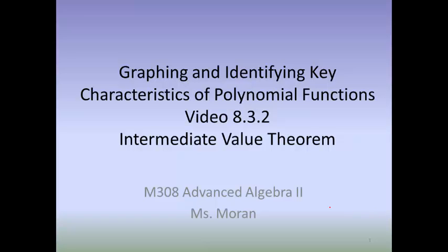Hey everybody, we're going to continue talking about our second standard, which is on graphing and identifying key characteristics of polynomial functions. Today we'll look at the intermediate value theorem, which is new for us, but it connects the idea of finding zeros using synthetic division with what our graph looks like. So how can we use synthetic division to find our zeros and how that looks on our graph? Let's go ahead and get started.